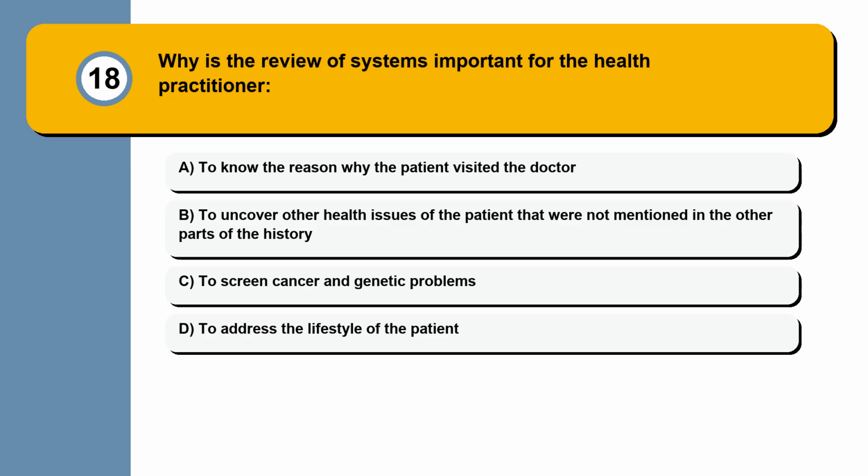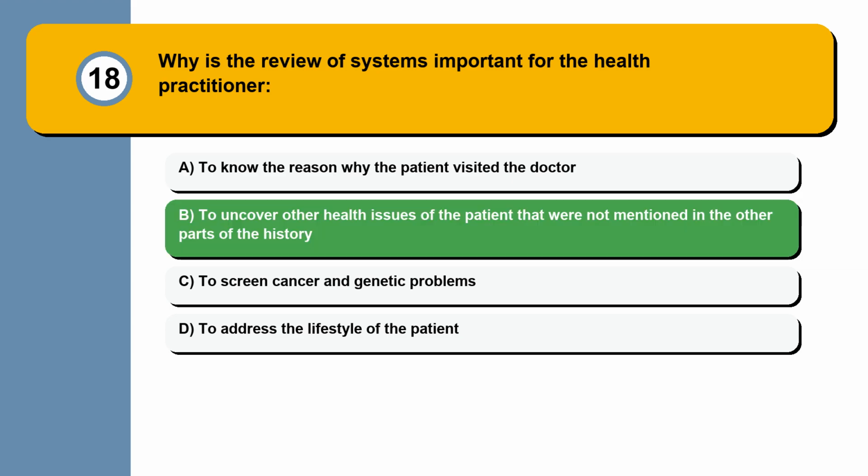Question 18. Why is the review of systems important for the health practitioner? Here are your options. Option A, to know the reason why the patient visited the doctor. Option B, to uncover other health issues of the patient that were not mentioned in the other parts of the history. Option C, to screen cancer and genetic problems. Option D, to address the lifestyle of the patient.